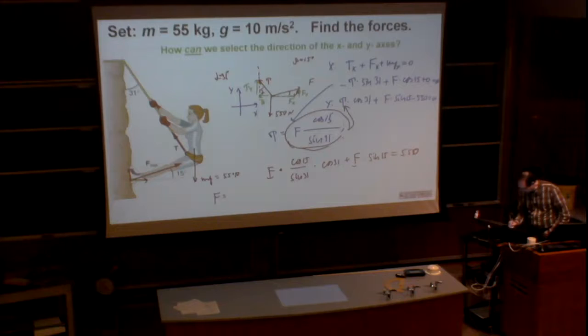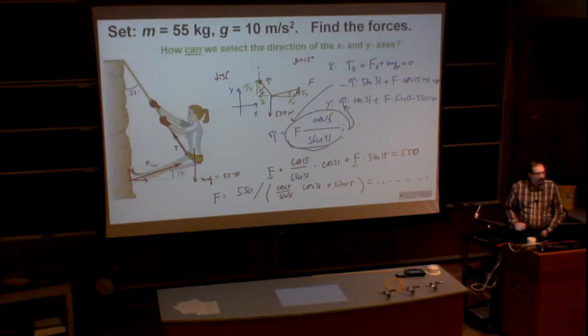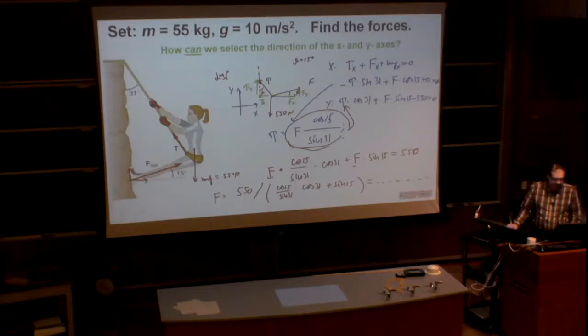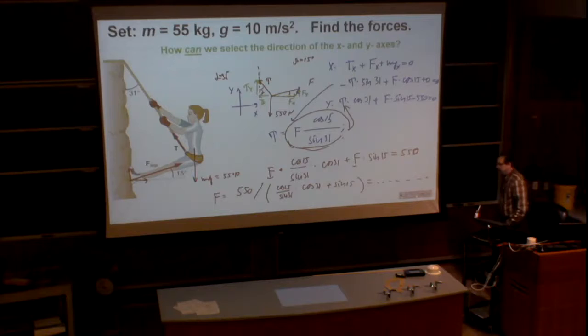550 divided by what's going to be in the denominator, cosine 15 over sine 31 times cosine 31 plus sine 15, and so on. Again, that's mathematics. And now you have a clear example of how that mathematics works. At this point, all you have to do is just finish calculating that force. And when you know this number, you can use it back here to calculate that number. Done.